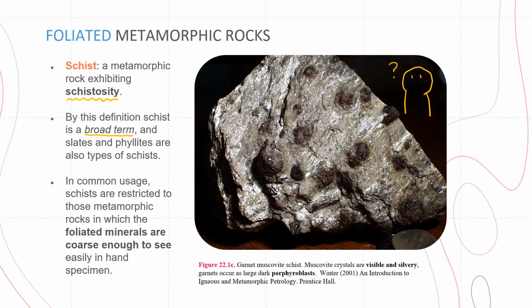Technically, slates and phyllites are also types of schists, but in common usage, schists are restricted to metamorphic rocks in which the foliated minerals are coarse enough to see in a hand specimen. If we compare this photo to the phyllite earlier, you can easily make out the platy minerals which make schists, and therefore this gets to be called schist, while phyllite would be called phyllite.